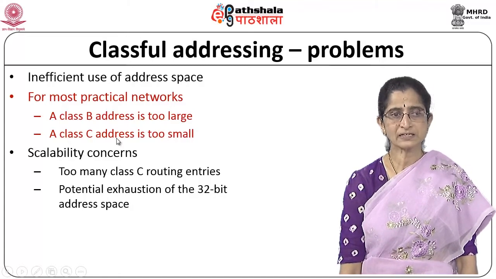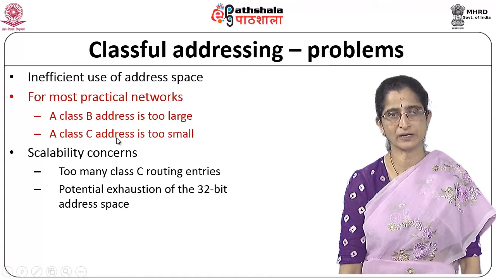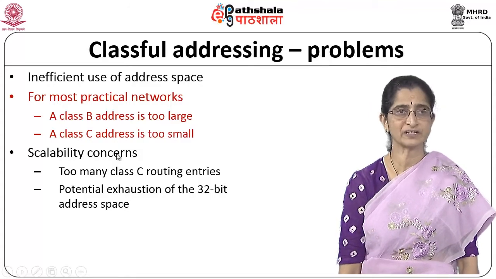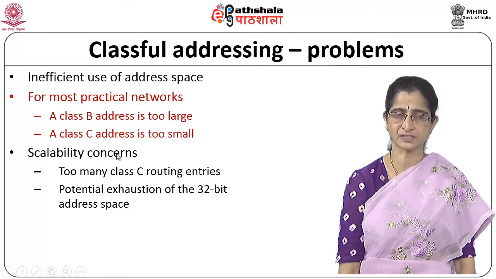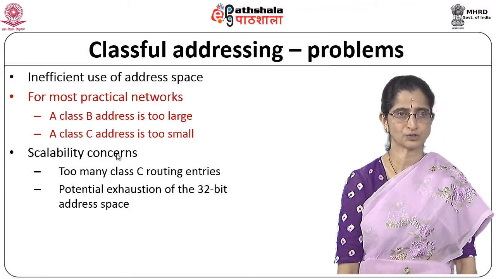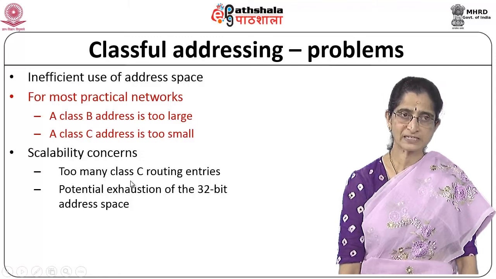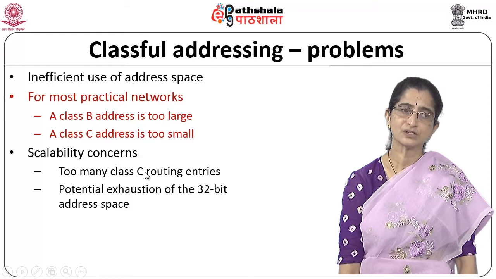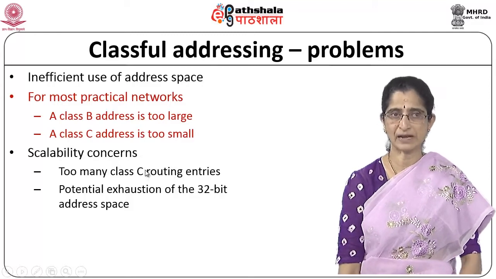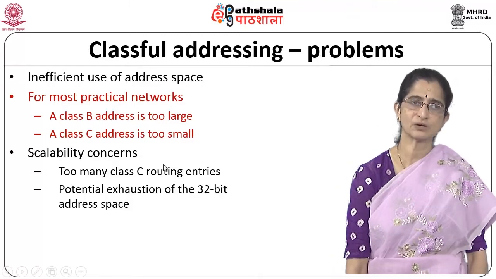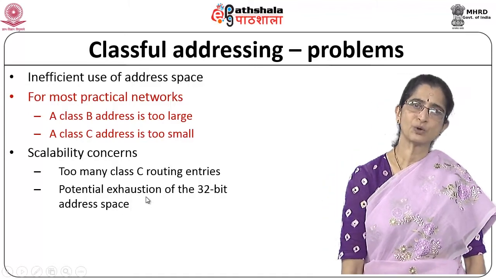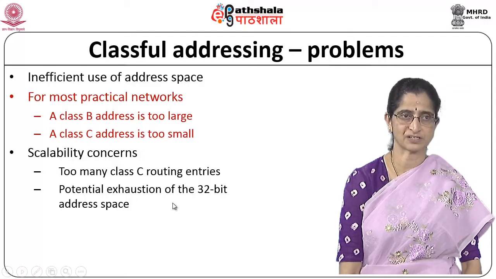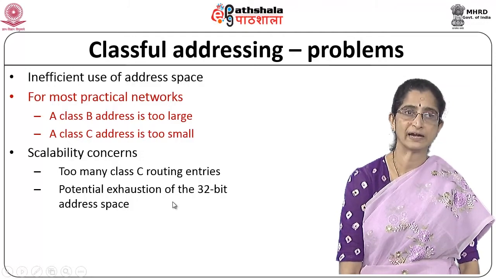Now what happens is that if, let's say, I require 1024 addresses, I may not opt for a class B address, but I may opt for 4 different class C addresses, because each one will give me 256. So 256 into 4 will give me about 1024. In which case I will have multiple class C routing entries to come to the same network, because this network is having about 1024 nodes in it. So you have this problem of this 32-bit address space getting exhausted. That is something that we really need to handle.